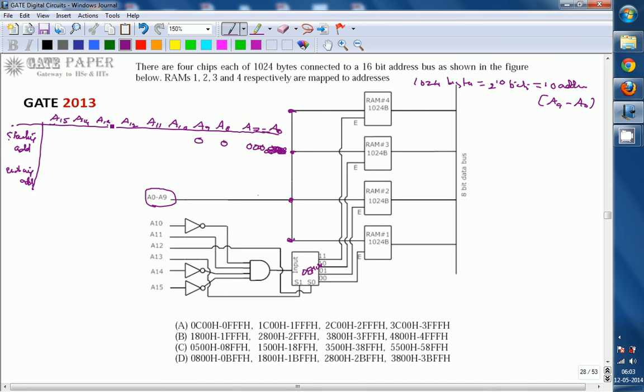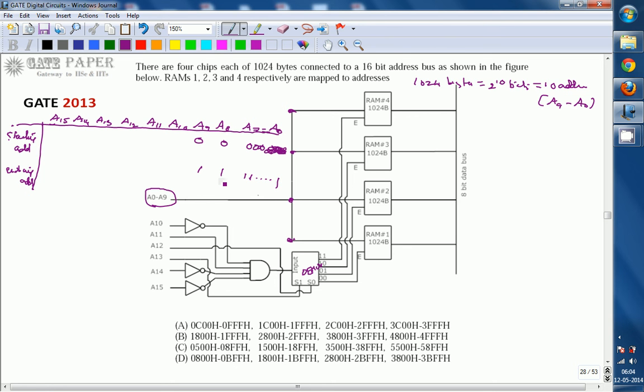Remember it that way. Next, the ending address is whenever all are ones. So all are ones. This is what you are going to get for the starting address and ending address, and you must find what the values of A15 to A10 should be to select a particular RAM chip.